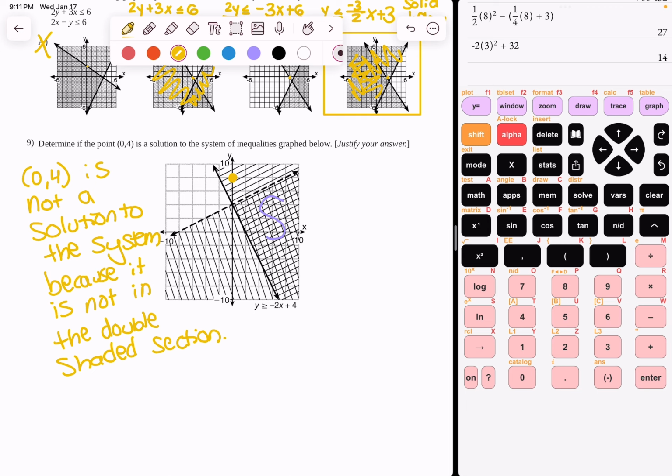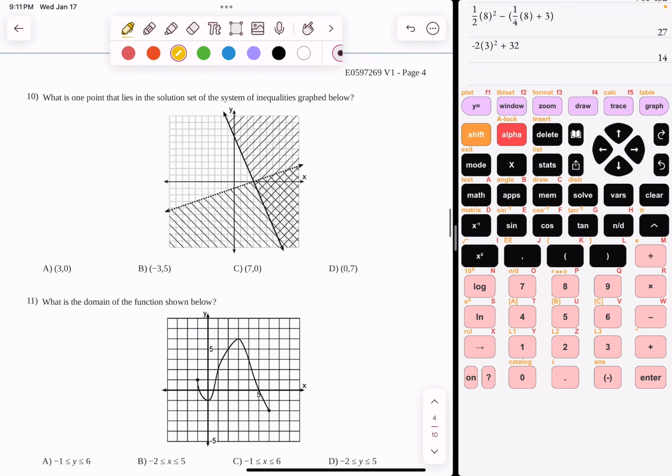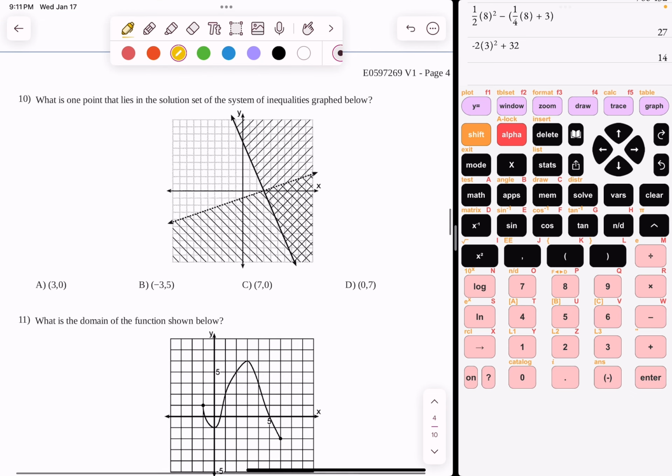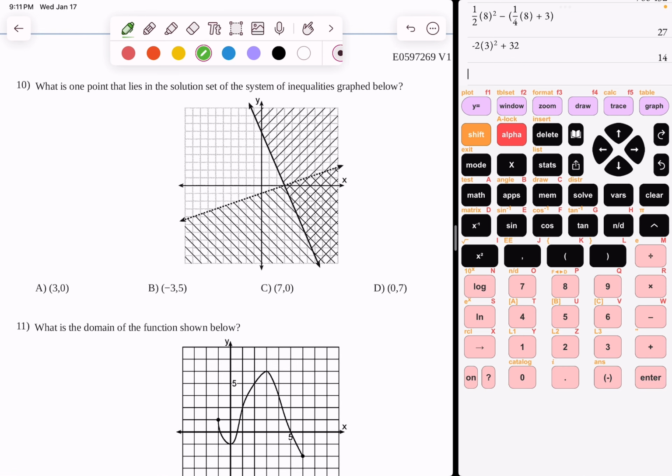All right. Let's look at number 10. What is one point that lies in the solution set of the system of inequality shown below? All right, let's look at 3, 0. 3, 0 means just go to the right 3, and we don't go up or down. That's A. Let's look at B. Negative 3, 5. 1, 2, 3, up 5. 1, 2, 3, 4, 5. B. It's definitely not going to be B because that's not in any shaded section.